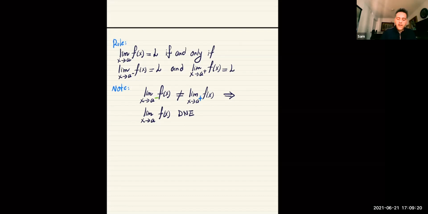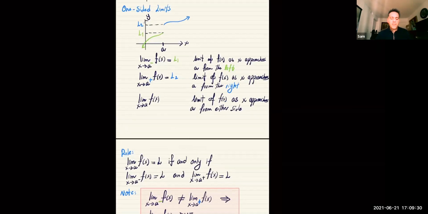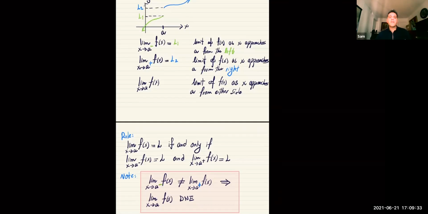It is common sense, guys. Does that make sense? And that's what's happening with that graph. You're getting two different limits. Make sense? Excellent.